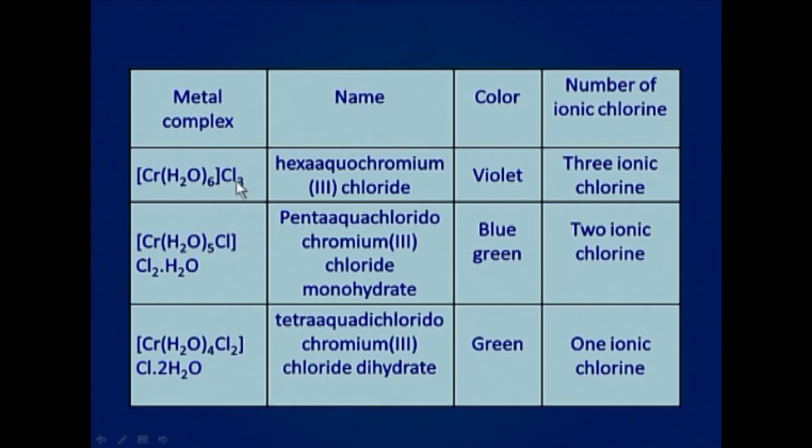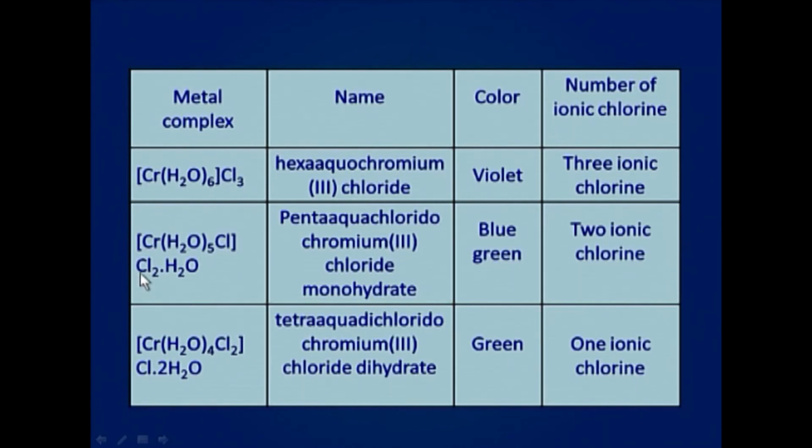The second isomer is [Cr(H2O)5Cl]Cl2·H2O. There are 5 H2O molecules in coordination sphere and 1 water molecule is attached outside the coordination sphere. This complex is named as pentaaquachloridochromium(III) chloride monohydrate. This is blue-green in color and only 2 ionic chlorines are present.